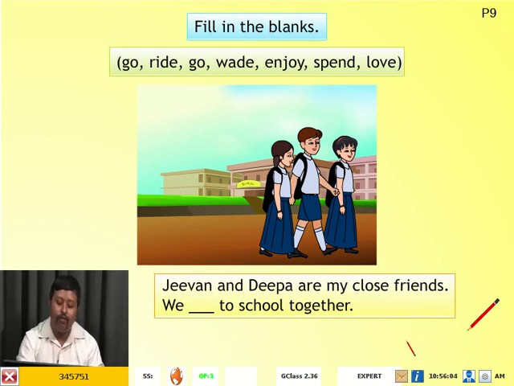Zeevan and Deepa are my close friends. We dash to school together. Right? So we is singular or plural? It's definitely plural, right? Singular means one, plural means more than one. So Zeevan and Deepa are my close friends. One of the girls is the speaker. So there are three people, that is more than one.